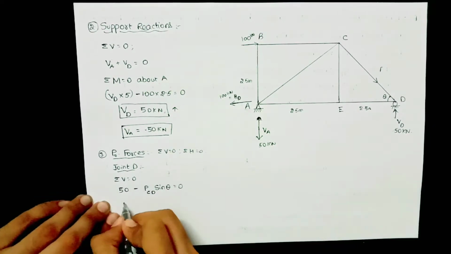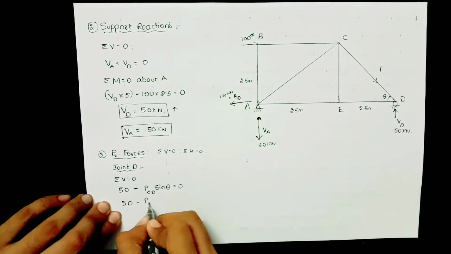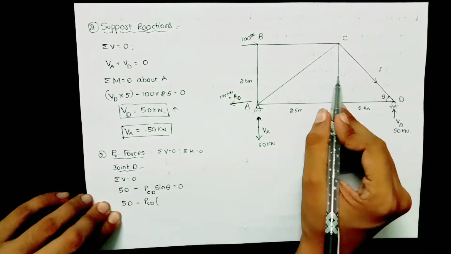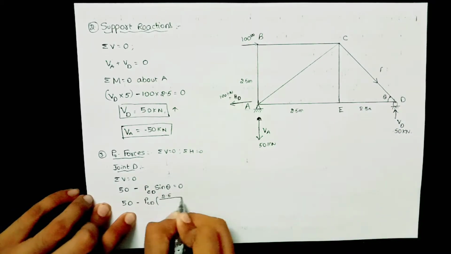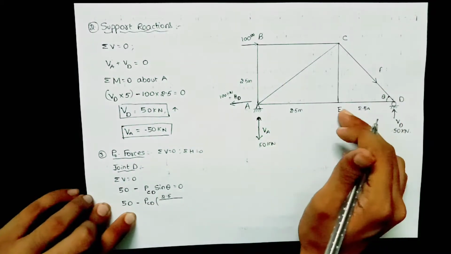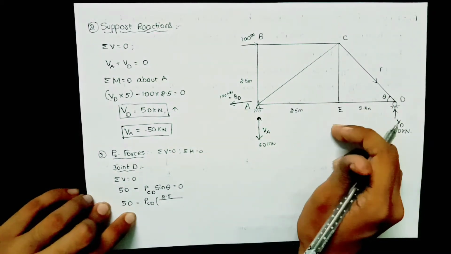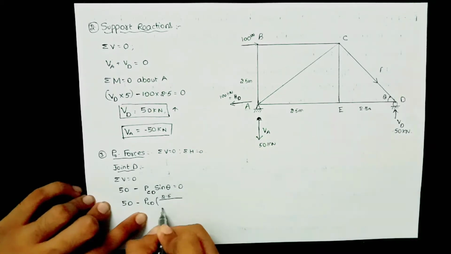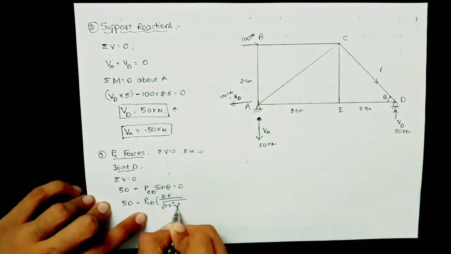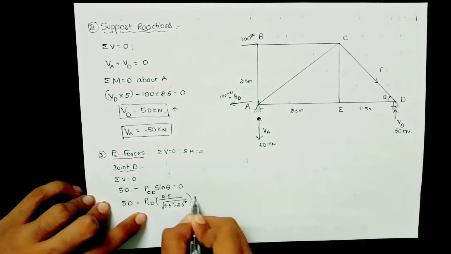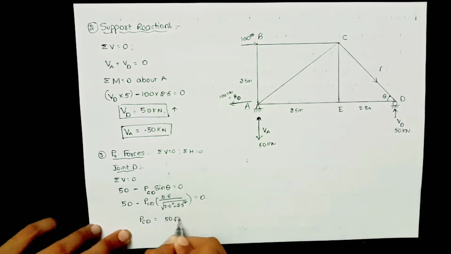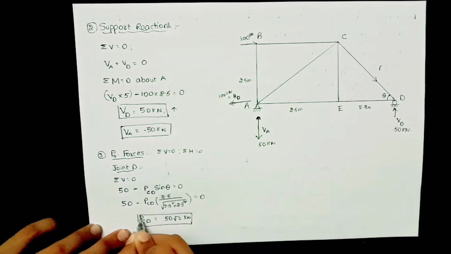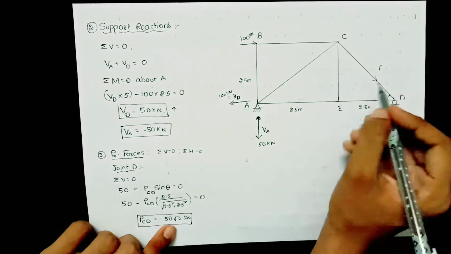So equal to 0. 50 minus PCD into sin theta, where sin theta is the opposite side, 2.5, divided by the hypotenuse. The hypotenuse is calculated as the square root of 2.5 squared plus 2.5 squared. If you want, you can pre-calculate this. So from this I have calculated the PCD value as 50 root 2 kilonewton.